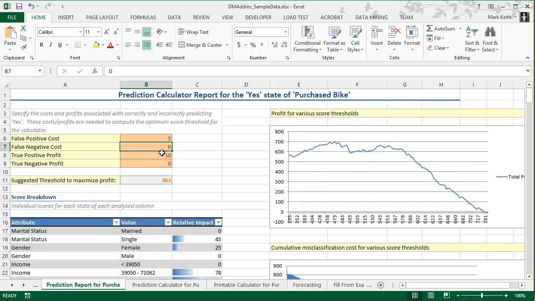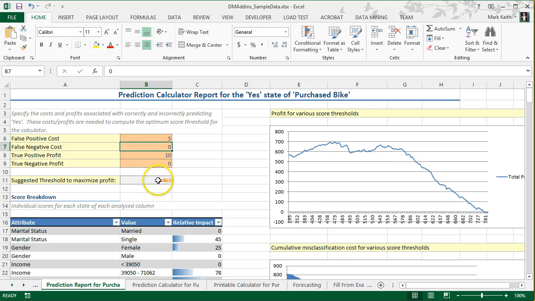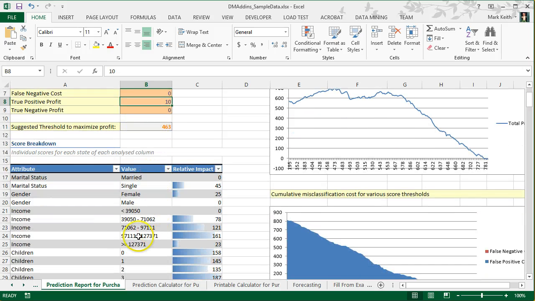But really, it's not going to make a big difference whether I put 1 here and 2 there, because notice my suggested threshold to maximize profits. It's 463 either way, whether it's a 10 and a 5 or a 2 and a 1, it's still 463. So getting the correct numbers here isn't as important as making sure that the relative difference between them is roughly accurate.